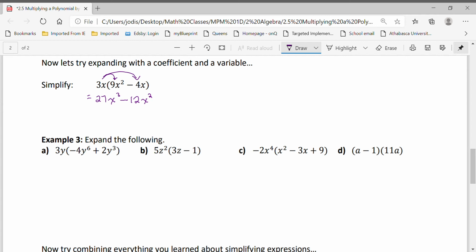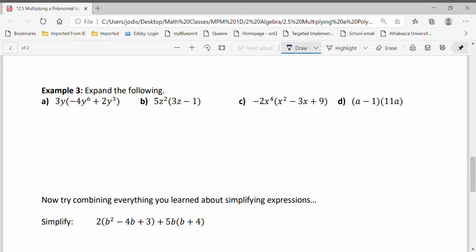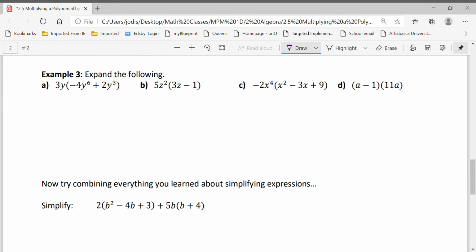Okay. So let's try a few more of these with some even bigger exponents. Alright, so we've got 3y times negative 4y to the 6. So 3 times negative 4 is negative 12. Our base is y. y1 plus y6, y7.